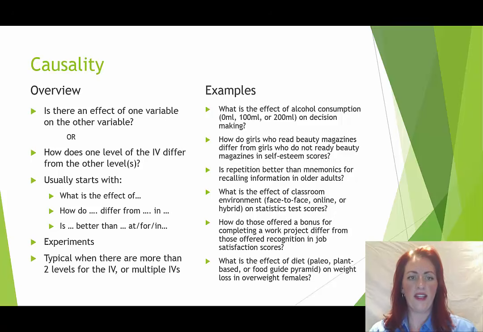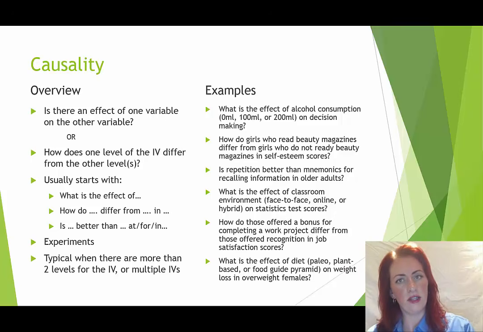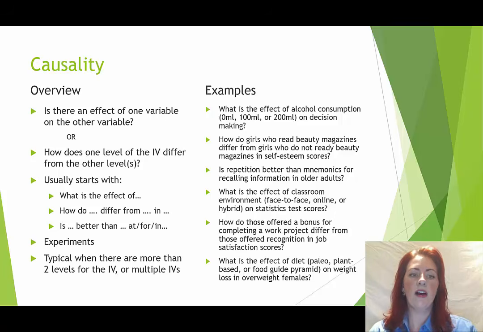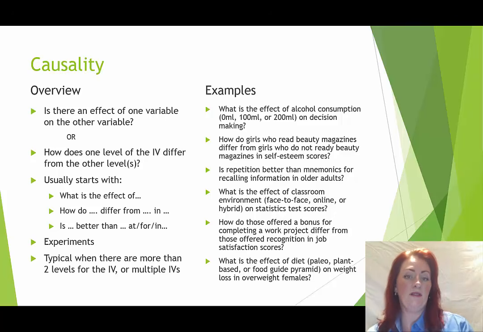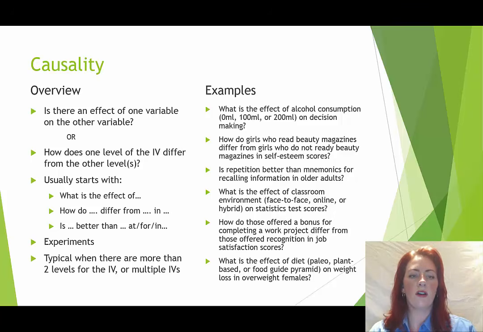These usually start with: what is the effect of, and then we would have a cause and an effect listed. How do blank differ from blank? So we're listing, of course, how do the different groups differ based on a particular category. And is blank better than blank at something? Okay, so you can see that we're looking at cause and effect relationships here, things that we could actually manipulate and control and determine whether or not those actually impact something. These are typically found within experiments, again, because we can control what's occurring, and we could say that we control for other variables that could be related to that particular cause and effect relationship.